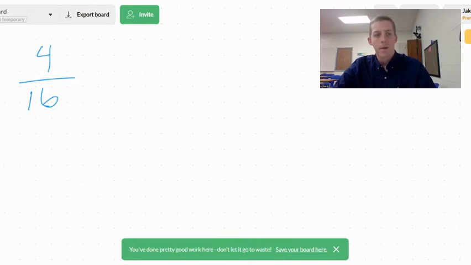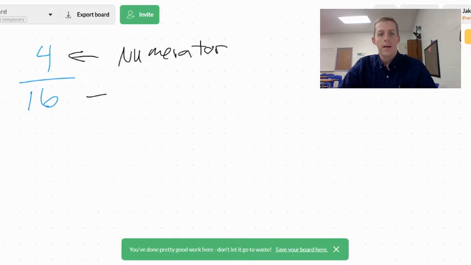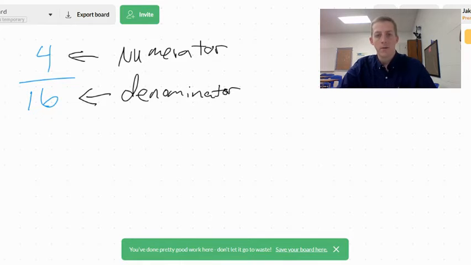4 divided by 16. 4 over 16, that is a ratio. Now remember, up here, I'm going to do a different color. Up here, this is called your numerator. Pardon my handwriting. And down here, that's your denominator. Spelling might be wrong on those, but forgive me, I'm a math teacher, not an English teacher.